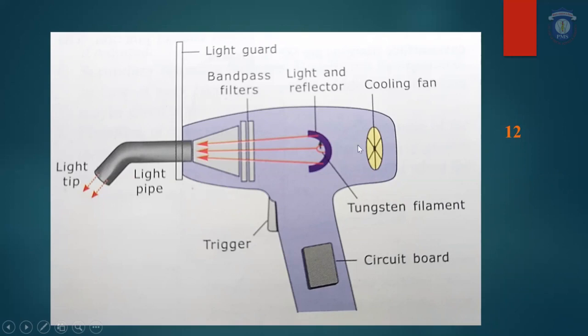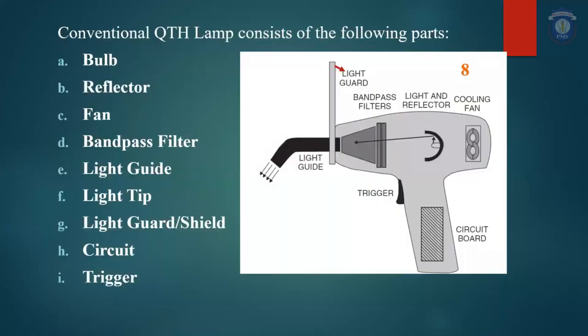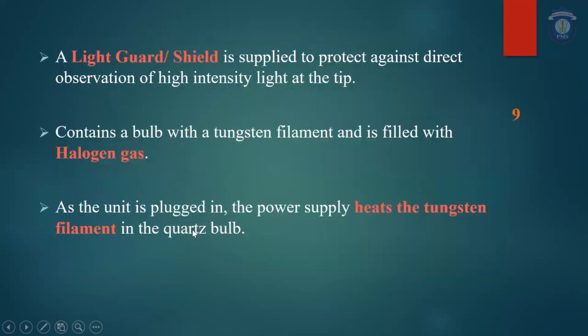Then inside the QTH lamp, there is a cooling fan to dissipate the heat that is being generated. Then there is the circuit board, and then there is a trigger switch, upon switching on which it will produce the light through the light tip. Okay. So again, these are the components of the QTH lamp. We have a bulb, a reflector, a cooling fan, a filter, light guide, light tip, light guard or shield, circuit, and a trigger switch. As I mentioned before, a light shield is supplied to protect against direct observation of high intensity light by the clinician.